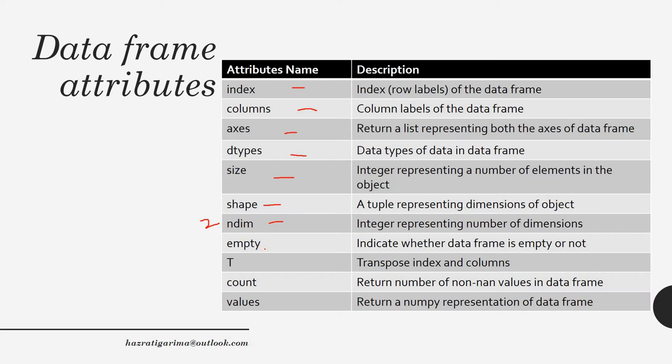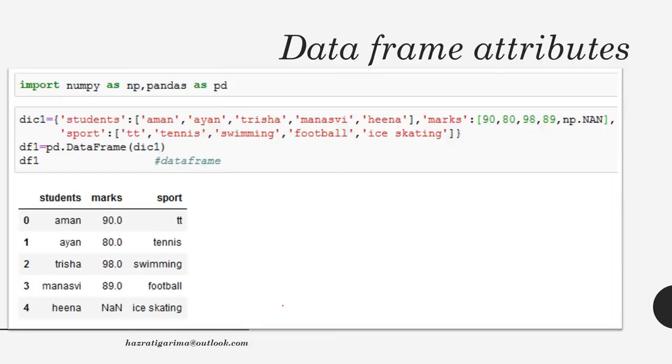Empty indicates whether the data frame is empty or not. It always gives the result in the form of a boolean value, that is either True or False. If we are having any value in the data frame, then it will give the result as False, else it will give the result as True. Next one, we are having transpose, which is changing index into column and column into index. Next, count, which is returning the non-NaN values, and next one is values, which is representing the numpy representation of the data frame. Now we are going to study about these attributes one by one.